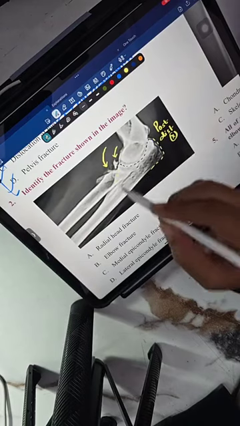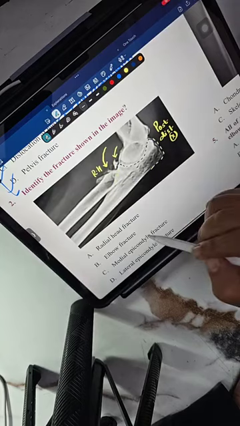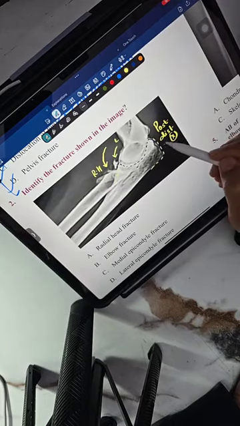Okay, so what we can see, there is a fracture of the radial head. There might be a fracture of the coronoid, but posterior dislocation is not there.